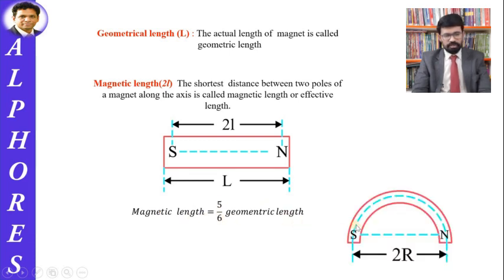Remember students, if you take a semicircular magnet, something like this, the magnetic length will be taken as the shortest distance of separation between these two poles. You are not supposed to take the distance along the arc. Here also, the shortest distance between two poles of a magnet along the axis is called magnetic length or effective length. And here, the shortest distance between south pole and north pole is equal to the diameter of this semicircular magnet, which is 2r, if r is the radius. That's how you are supposed to find the magnetic length.